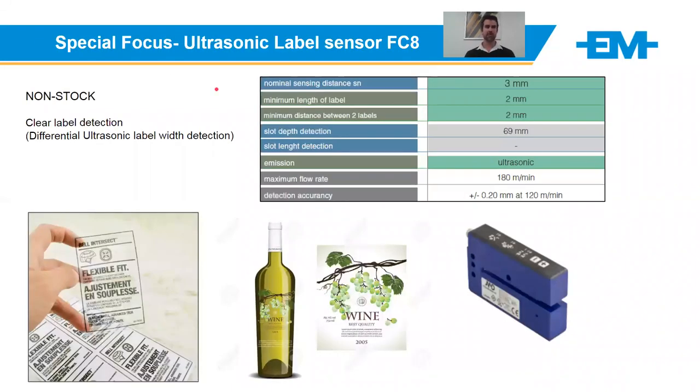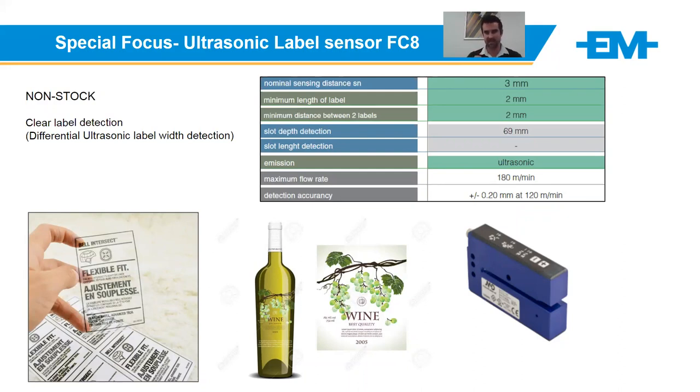An honorable mention, the FC8 fork sensor. This unit didn't make the catalog, but I thought I'd mention it as we're on the topic of label sensors. The FC8 is an ultrasonic type label detection sensor, also a fork sensor, but this sensor is really suited to detect transparent labels. So labels where a through beam sensor wouldn't be able to tell if there's backing or a label because of the label being transparent. Here you would go with an ultrasonic fork sensor.